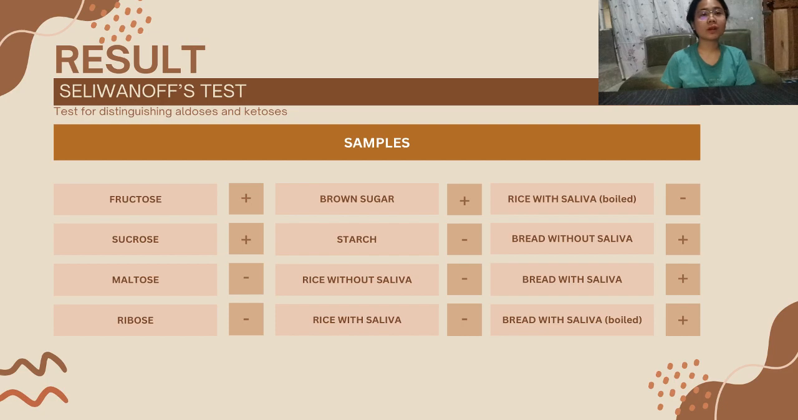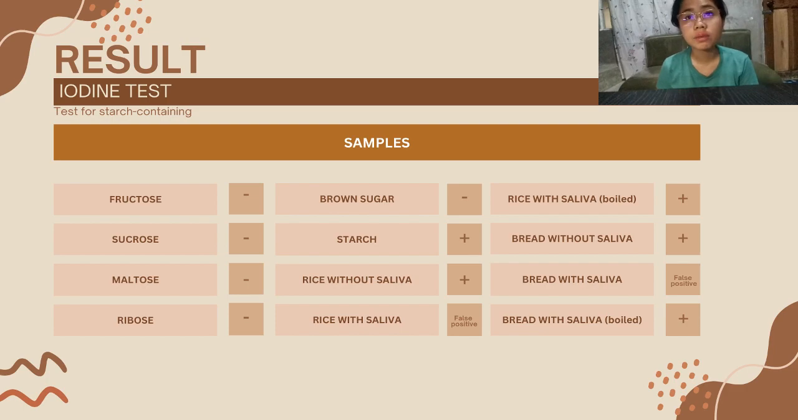Based on the result from Seliwanoff's test, a test for distinguishing aldoses and ketoses, 6 samples showed positive results and 6 samples showed negative results. Last, the result from iodine test, a test for starch containing, the samples that showed negative results are fructose, sucrose, maltose, ribose, brown sugars, and the samples supposed to be negative, rice with saliva and bread with saliva.